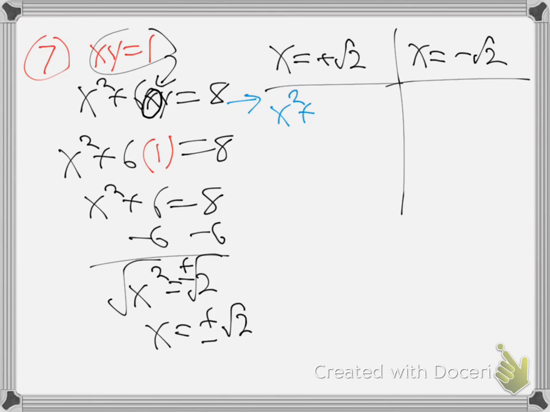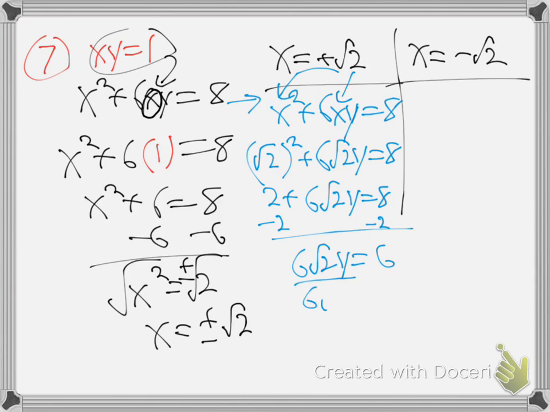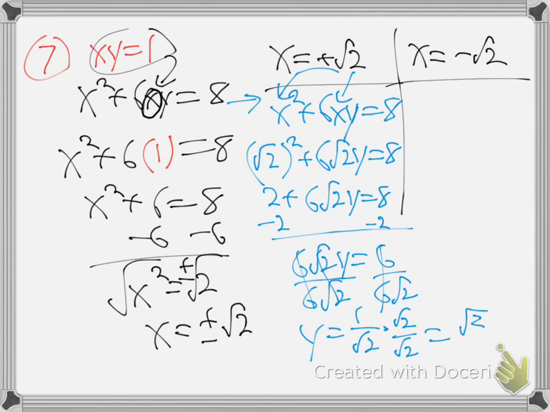So x squared plus 6xy is 8. Plug in x here and here. So you get root 2 squared plus 6 root 2 y is 8. That's 2 plus 6 root 2 y is 8. Subtract 2 from both sides. 6 root 2 y is 6. Divide by 6 root 2. Y is 1 over root 2. Multiply top and bottom by root 2. It's root 2 over 2. So x root 2 leads to y root 2 over 2.